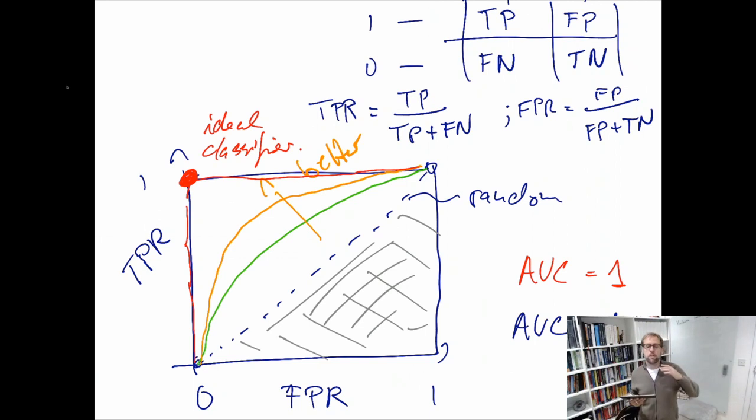So this is a good way of summarizing in a single number how good the model is. It's between 1/2 for the random model and 1 for the ideal model, and my model would be something in between. If I have one model with an area under the curve of 90%, and the other 92%, the 92% one is better. And this is regardless of the threshold.